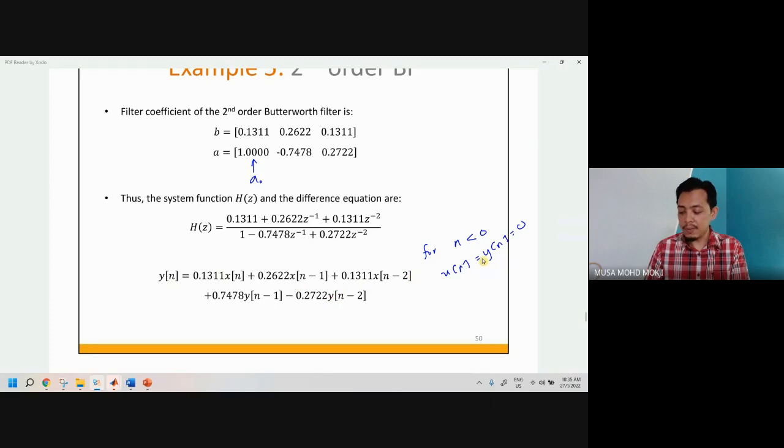Then after you have your y0, you can do y1, because y1 is 0.1311x1 plus 0.2622x0. And then this one will be 0, this one will be 0, and you will have this one as 0.7476y0. So you have your y0 here, x0 you have, y0 you have it. For y1, this one will be 0. So you need to solve that one by one.